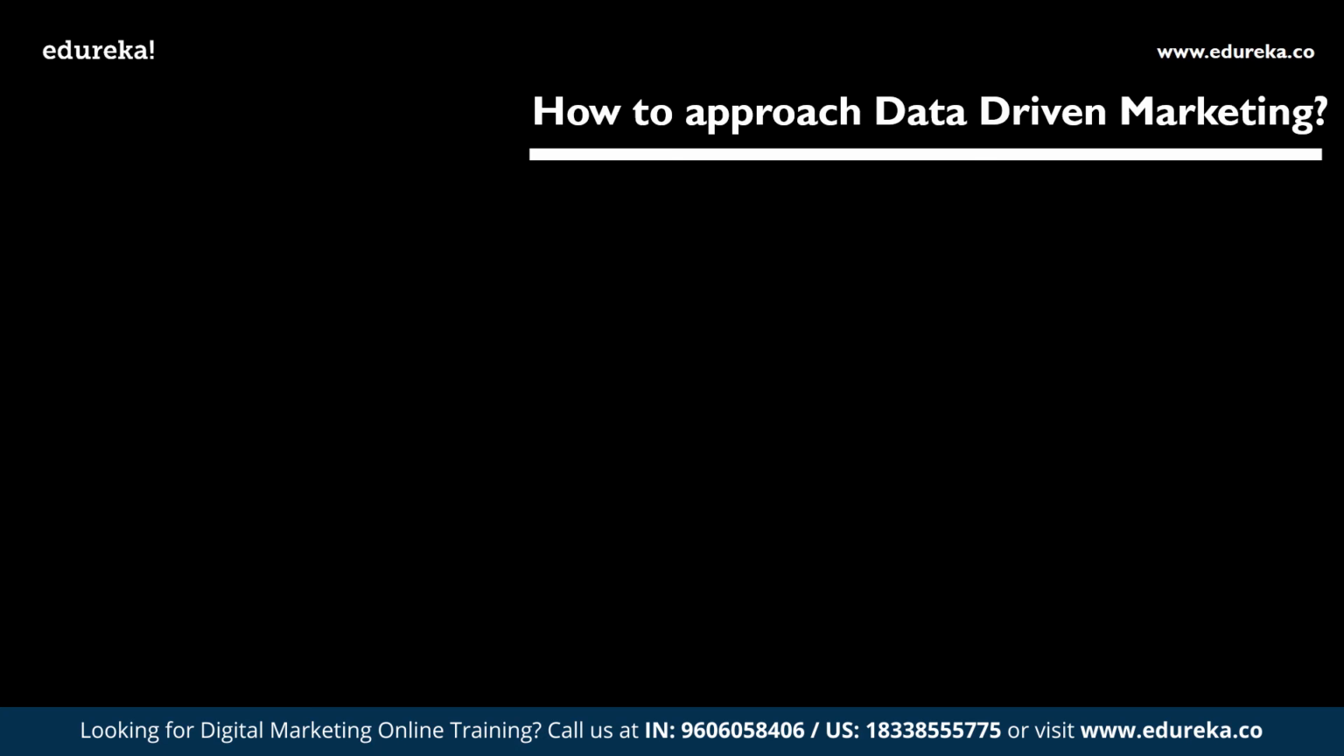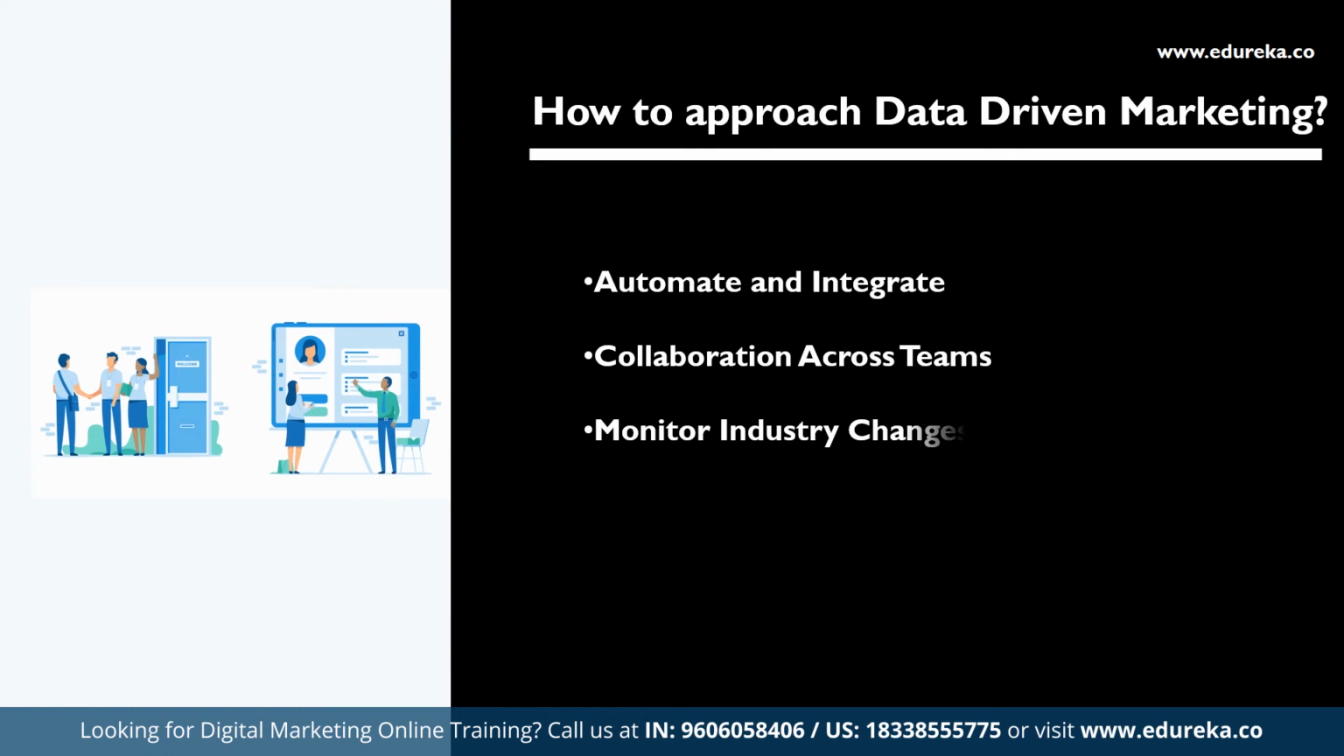Whether you're getting started or looking to improve your existing marketing strategy, there are certain elements that you should be considering. These include the following four stages: automate and integrate, collaboration across teams, monitor industry changes, and continued measurement. Now we will understand each one of them. Firstly, automate and integrate. Integrating new tools and technology into your marketing strategy can be overwhelming at times. By creating an automated process that still allows for personalization, you will stay true to your objectives and avoid complicating results.